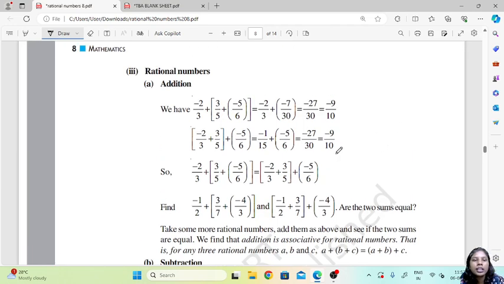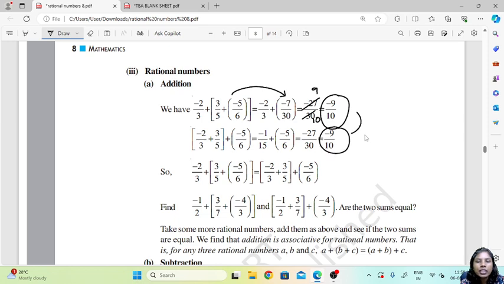Okay, rational. Now let's look at the rational numbers. So we have minus 2 upon 3 plus 3 upon 5 plus minus 5 upon 6. So we can solve this part first. On solving this part we get minus 7 upon 30. Then if you solve it with the rest remaining part, the final answer that we get is minus 27 upon 30. This on further cancellation, this is 9 and 3 9s are 27, 3 10s are 30. So answer comes to minus 9 upon 10. Now if you change the order, if you shift the brackets, the answer still remains minus 9 upon 10. Therefore we can say that these two are associative.